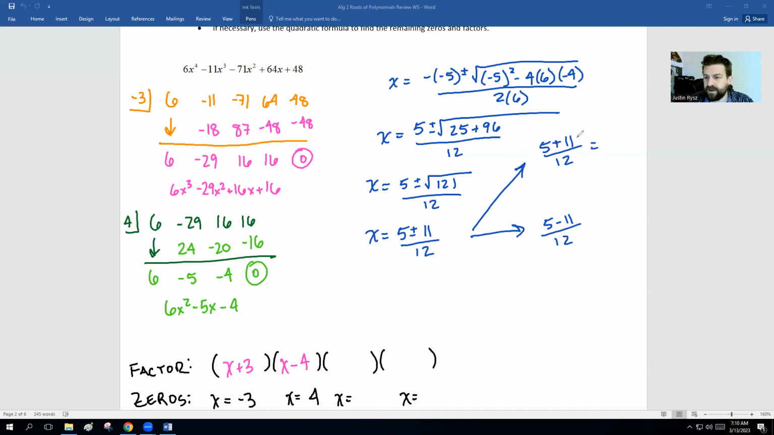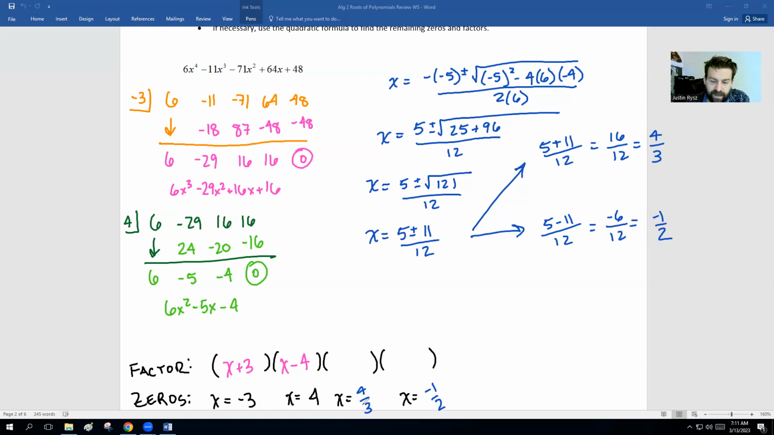All right, so let's figure this out. 5 plus 11 is 16, and 16 divided by 12, that does reduce. We can divide them both by 4, and that is 4 over 3. So that means one of the answers is 4 over 3. Now the other answer here, let's see, 5 minus 11 is a negative 6. Negative 6 divided by 12 does reduce to a negative 1/2, which those are what the other decimals are equivalent to. Now, how can we write them as factors?